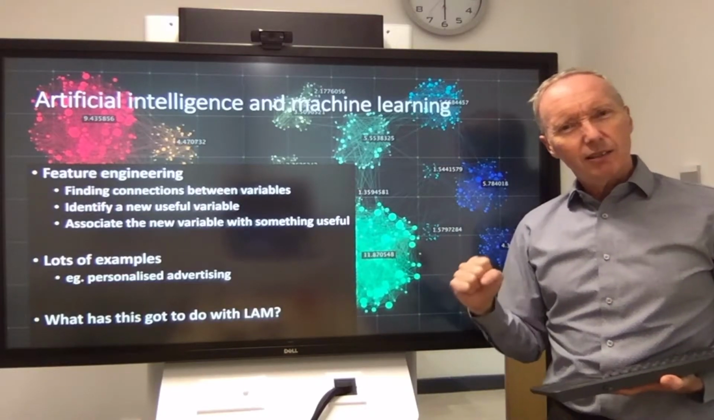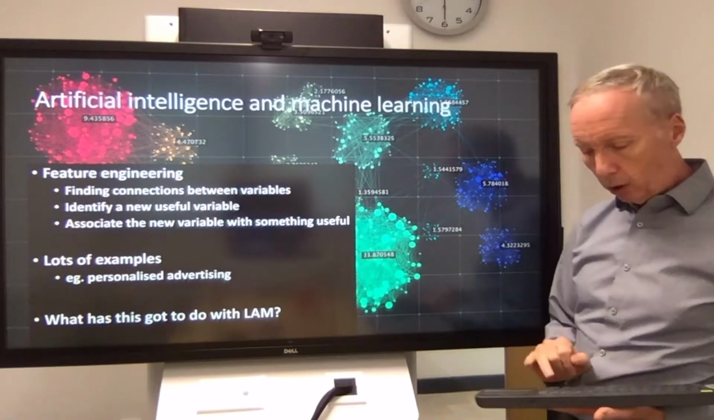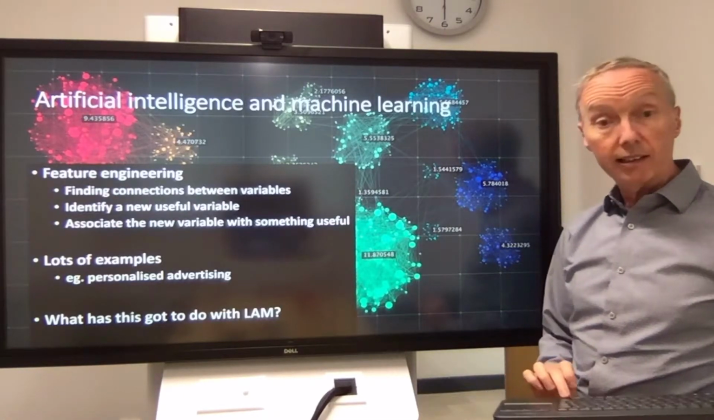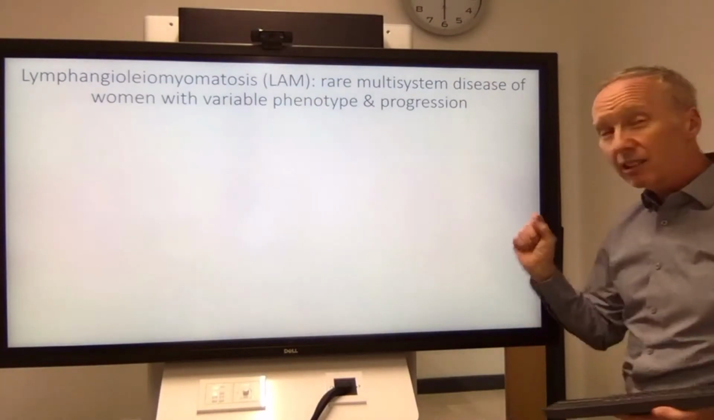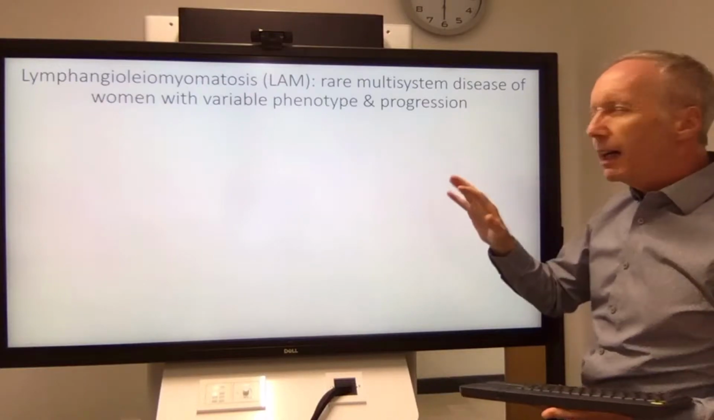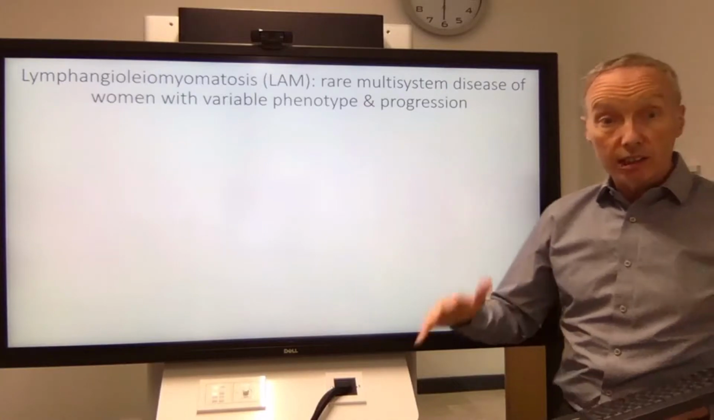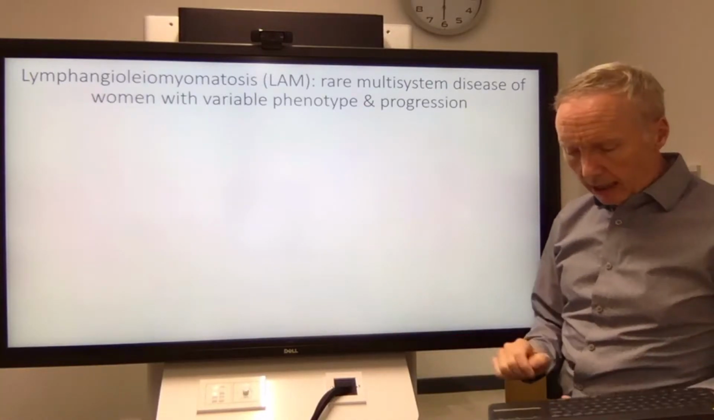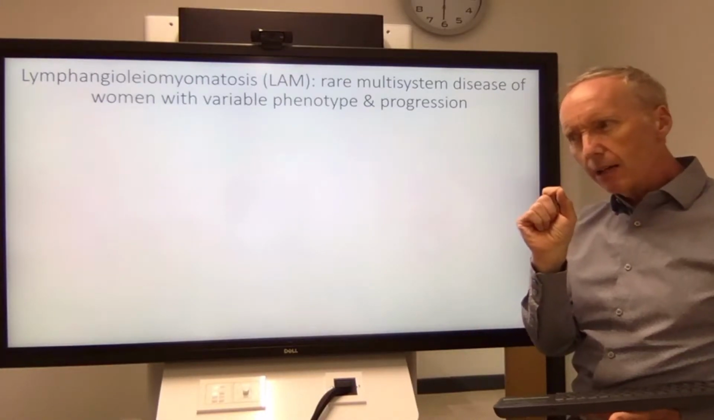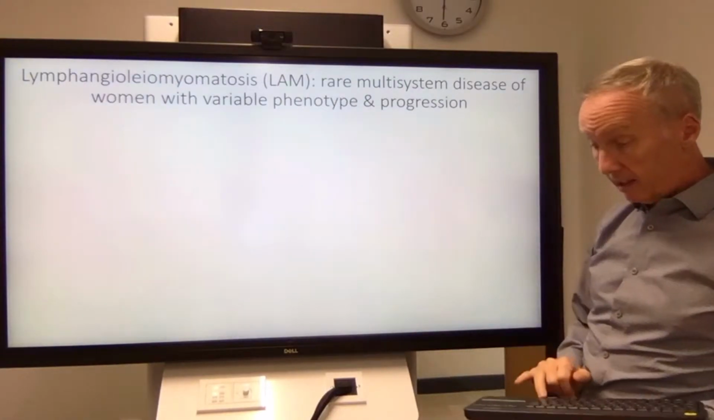So as far as this relates to LAM, I'm going to tell you about a little bit of work we've been doing employing some of these techniques to try and improve making prognostic decisions for women with LAM. So this is the clinical problem here. LAM is a rare disease, as you know, but it affects different parts of the body. And so some people have some features of LAM, some people don't, but they have other features. The disease also progresses at different rates. And when you see someone for the first time, often it's hard to tell which features they get and which way the disease will progress.